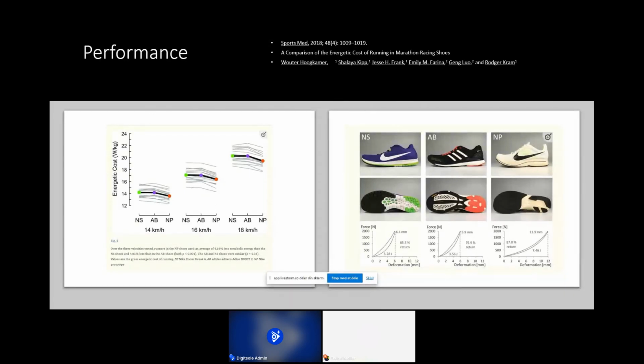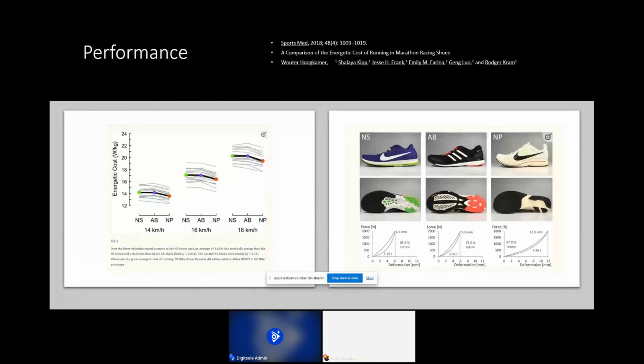one of the first studies of these shoes, that was when the Nike prototype, I think it was the Alpha Fly, was still a prototype. So Hoogkamer did this study of taking the classical Nike racing shoe and an Adidas Boost racing shoe, and then compared them to the Nike prototype, the Alpha Fly, in relation to the energetic cost in watts per kilo, and that is what we can also address as the running economy.